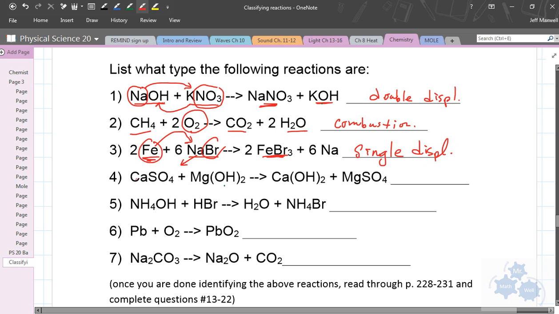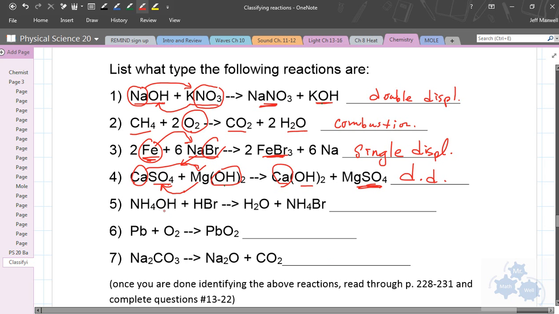Number 4, calcium is bonded with sulfate over here. Calcium is bonded with hydroxide over here. Here's the hydroxide. So there has been a displacement of magnesium. Magnesium has bonded with the sulfate back over here. So this is, again, double displacement.